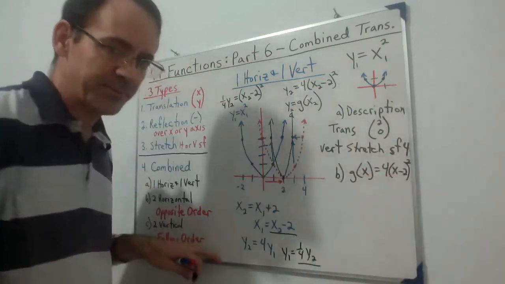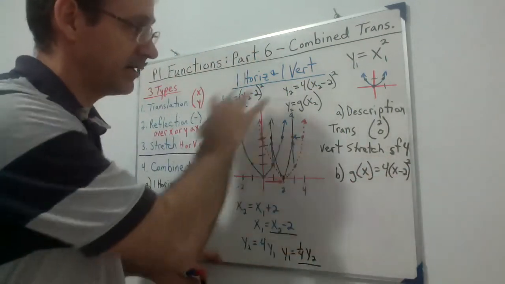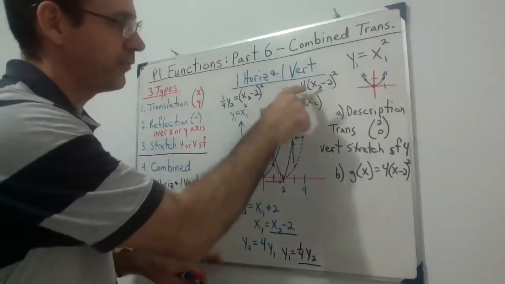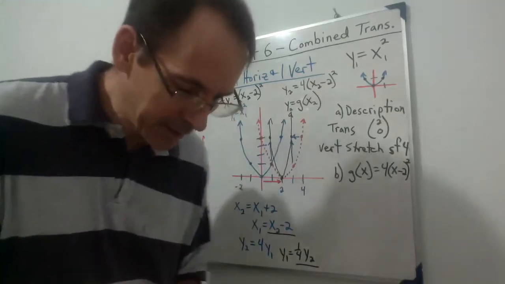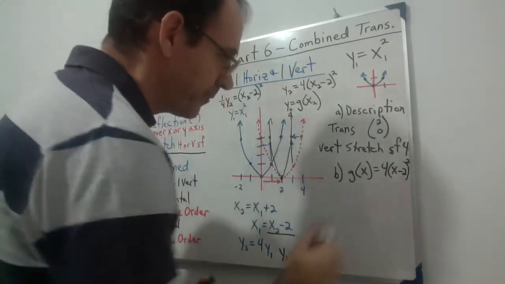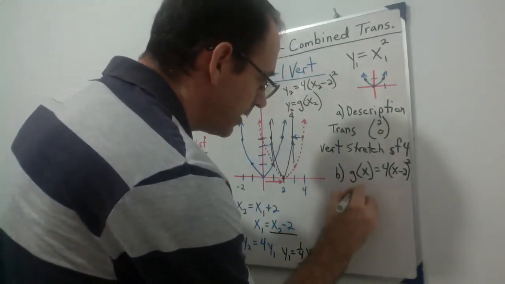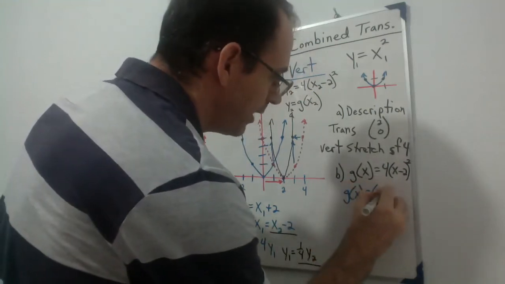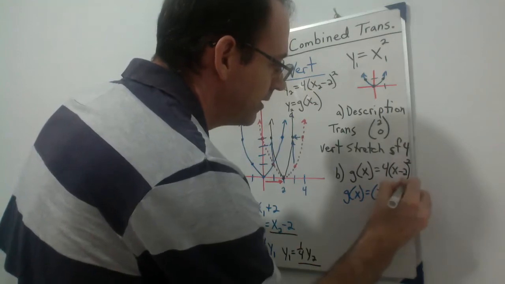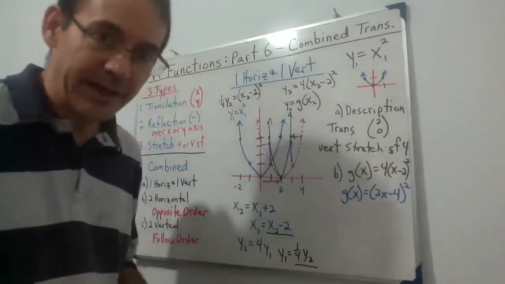I don't need the subscripts anymore. It helped me get through it. So I have 4 times x minus 2 squared. Well, if you look at what the book provided for their answer, they gave g of x equals 2x minus 4 squared. You're like, wow, that's not the same.